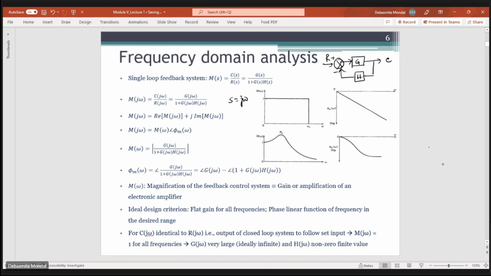Similarly, it can also be expressed in terms of magnitude and phase, right? So the magnitude of M(j omega) is given by M(omega), and the phase angle is given by, let's say, phi M of omega.